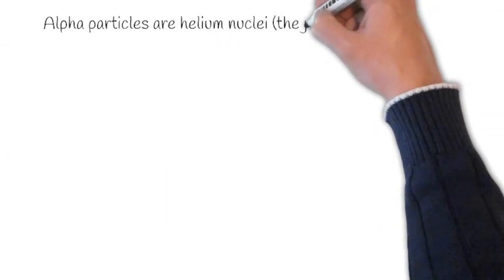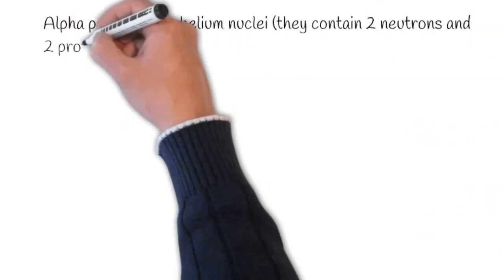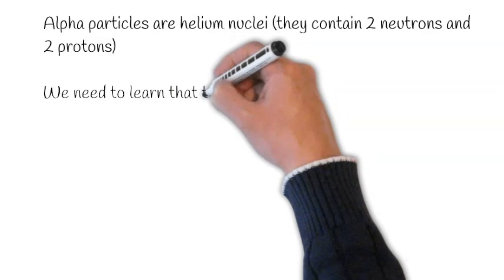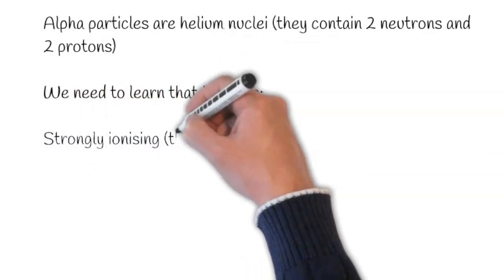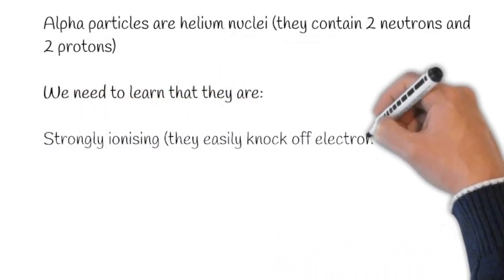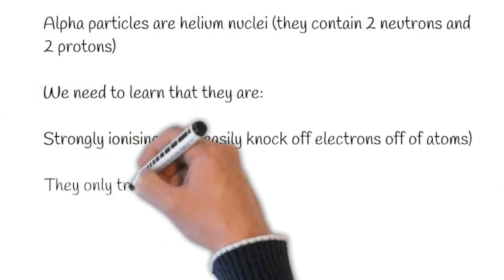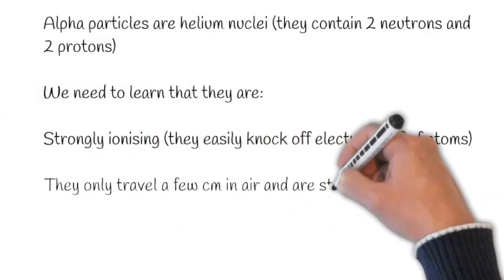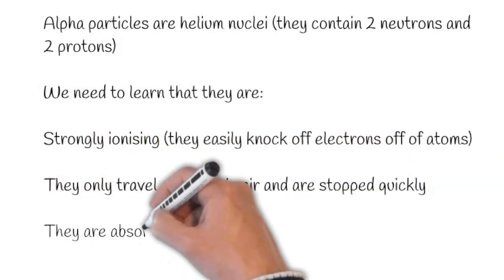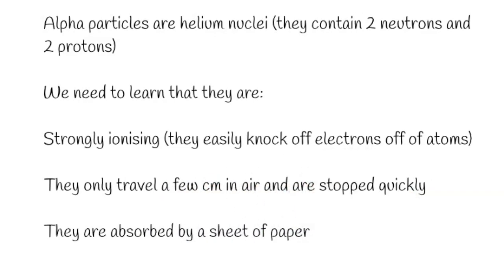Alpha particles are helium nuclei. They contain 2 neutrons and 2 protons. We need to learn that they are strongly ionizing. They easily knock electrons off of atoms. They only travel a few centimeters in air and are stopped quickly, and they are absorbed by a sheet of paper.